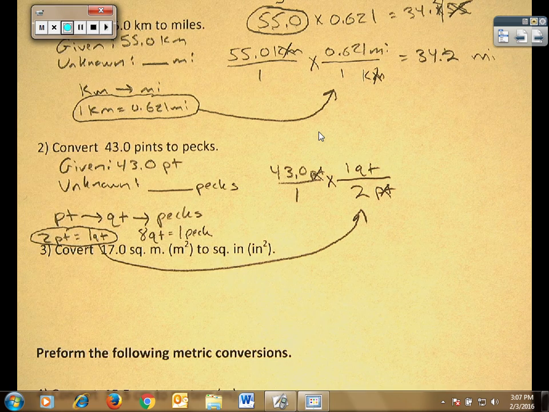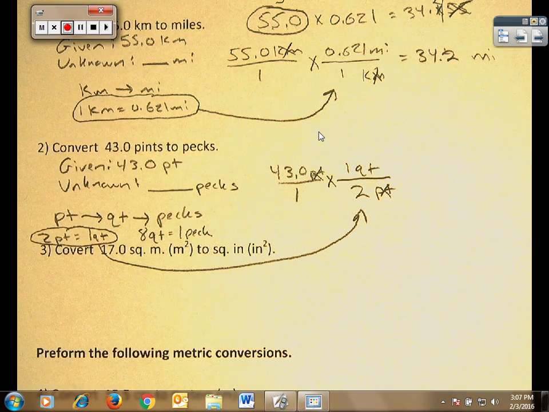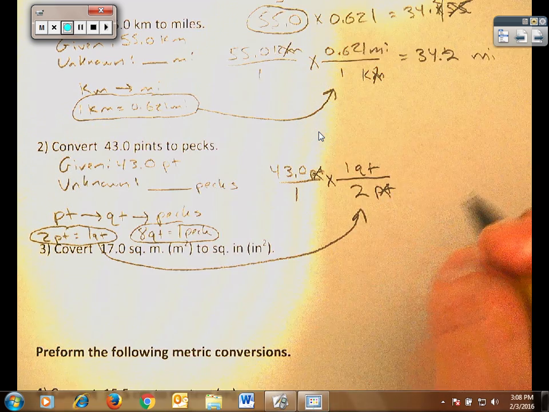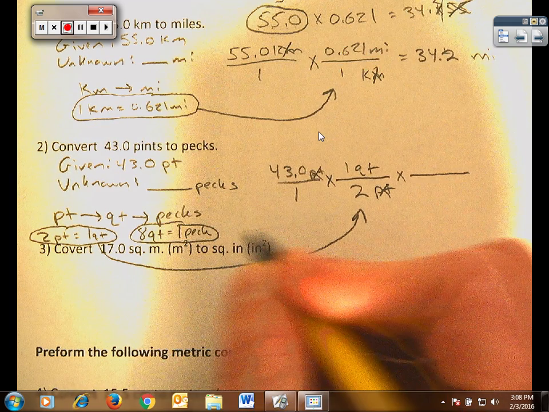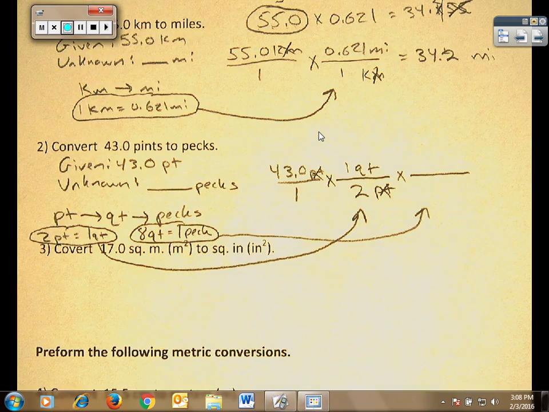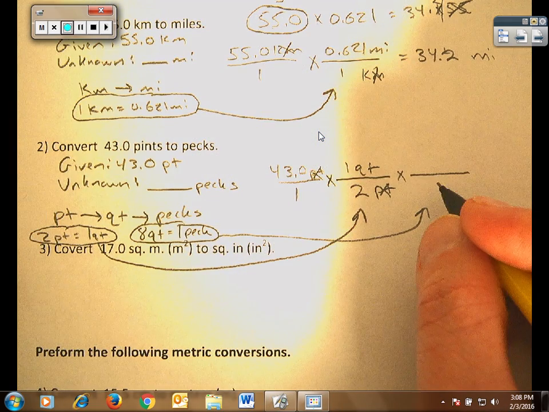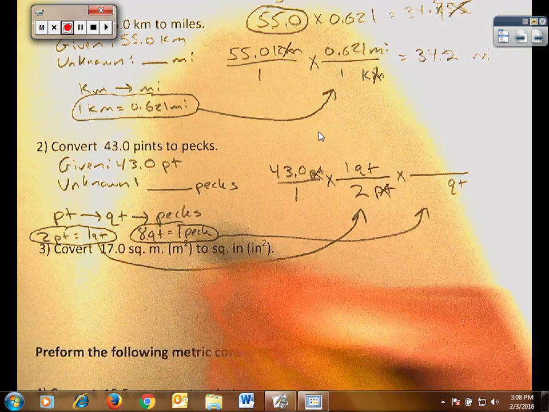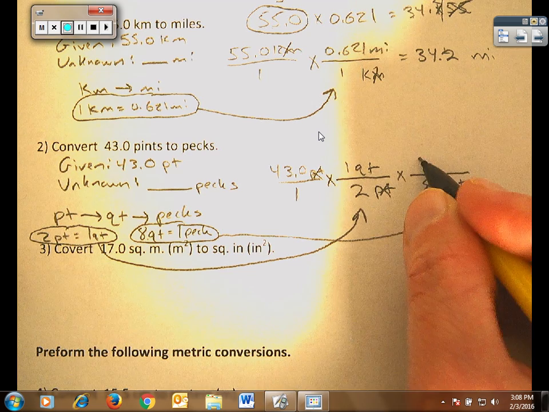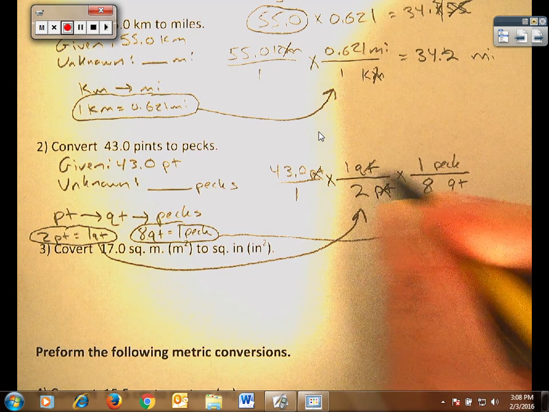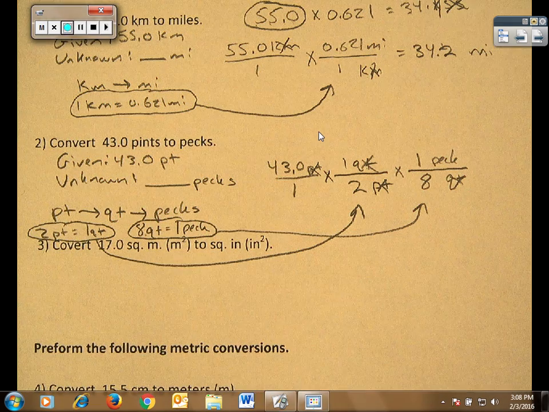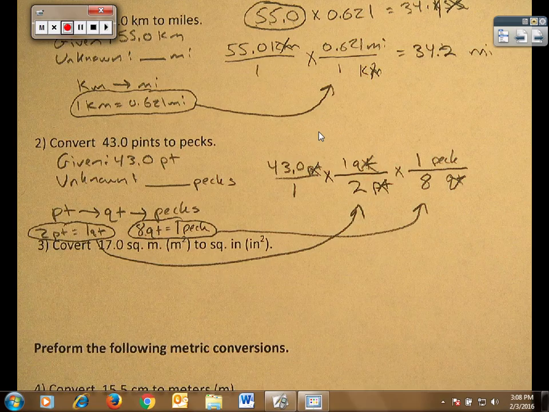Again, quarts aren't what we want. They're just a stopover, a layover on the way between pints and pecks. We still need to get rid of them, and we will use this equivalence to get rid of them and turn it into the pecks that we want. We'll use the numbers from that equivalence to fill in that equivalent statement or fraction. Again, quarts on the top means we have to put quarts on the bottom. It's 8 quarts equals 1 peck. Again, that will cancel out those quarts, leave us nothing but pecks. The problem is set up correctly. We know that at this point. It's time for us to do the math.